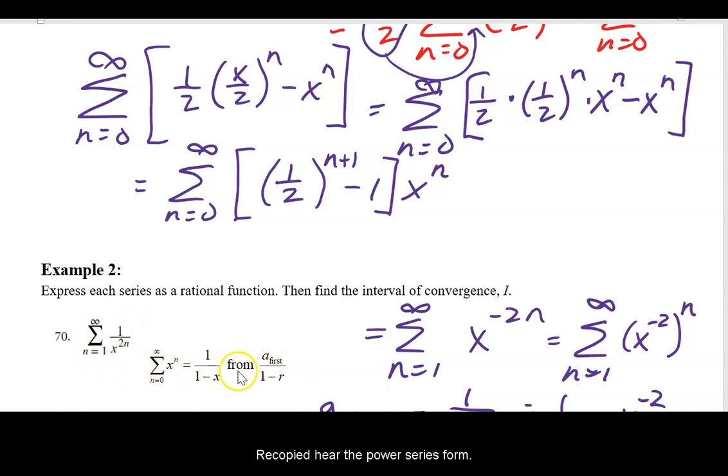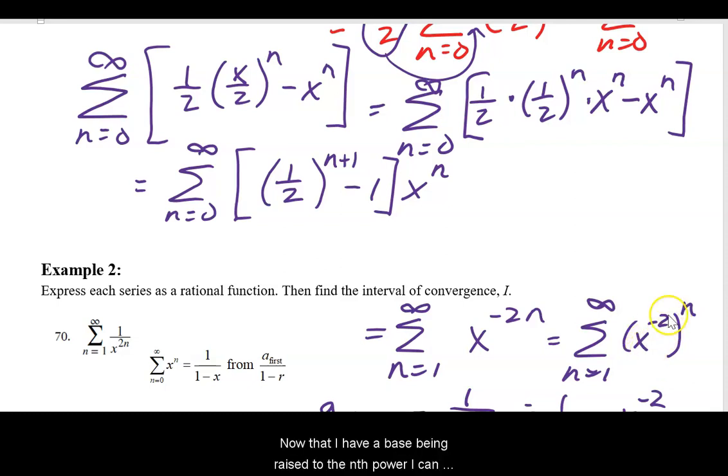I've recopied here the power series form and also its rational expression form to compare it to the convergent geometric series. The first thing I would do is take the x to the 2n and lift it to the numerator by changing the power to -2n. Then I would separate the -2 from the n by writing it as x to the -2 to the n. What would the next step be?